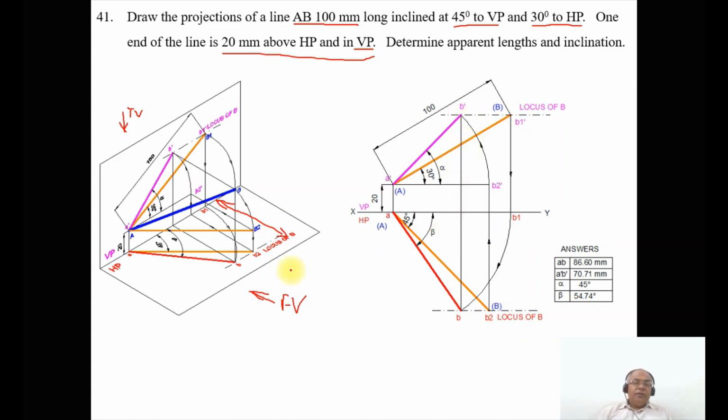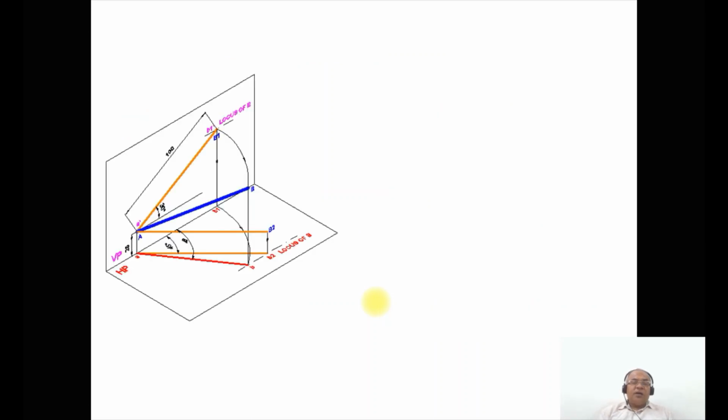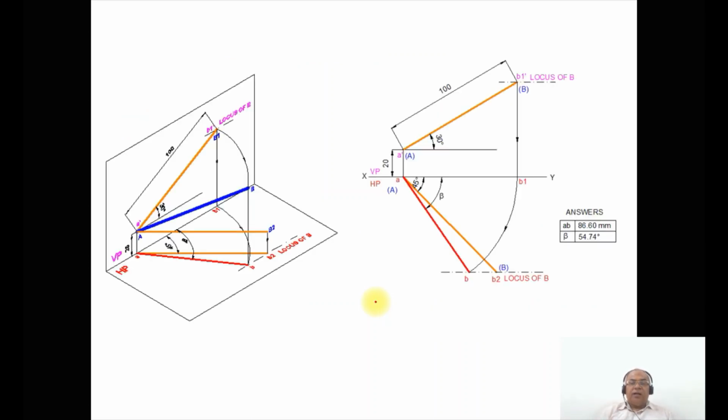So this is how you will be able to analyze in 3D as well as in 2D by using the orthographic view. Now we will try to analyze it stepwise. See, the same thing what we have done, we have considered individually. So initially what we do, A is above HP by 20 mm and it is on VP.